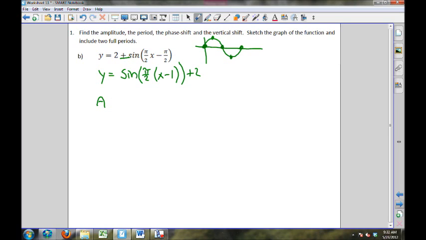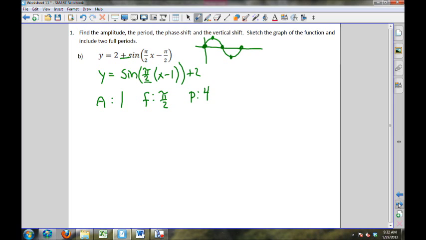Then I can read off my amplitude, which is 1, my frequency, which is pi over 2, right here. My period is then 2 pi over my frequency, which is 2 pi over pi over 2, which is 2 pi times 2 over pi, which is 4. So my period is 4. Again, you should leave this work on your page, but I'm going to erase it to give myself more space.